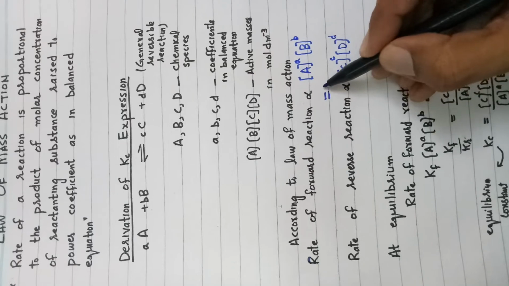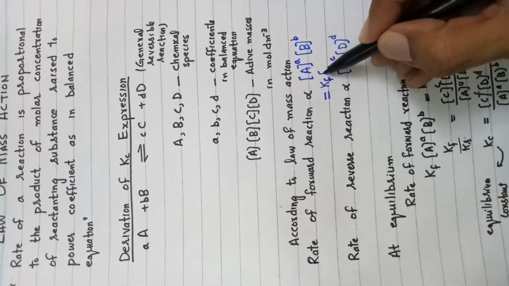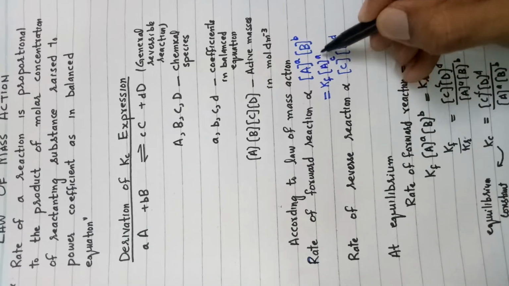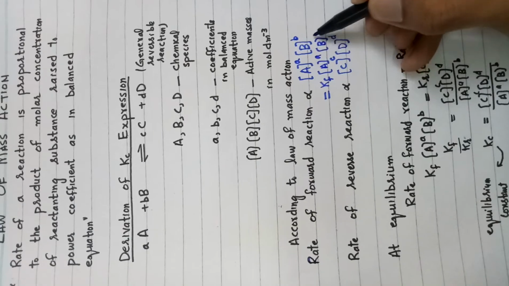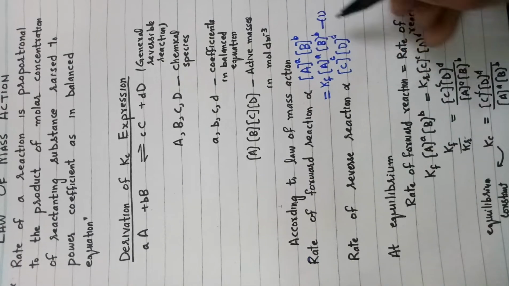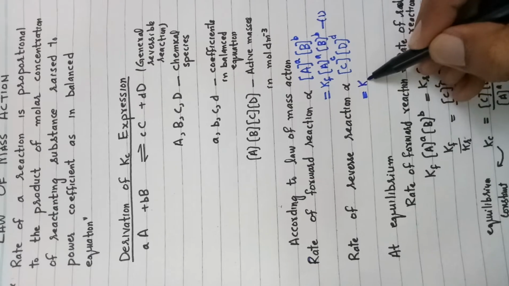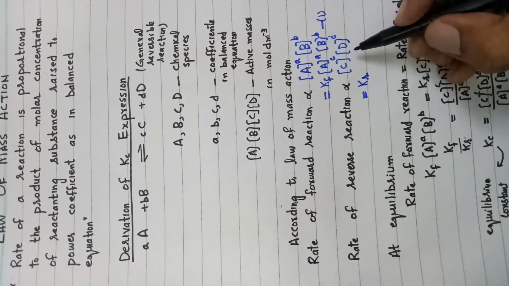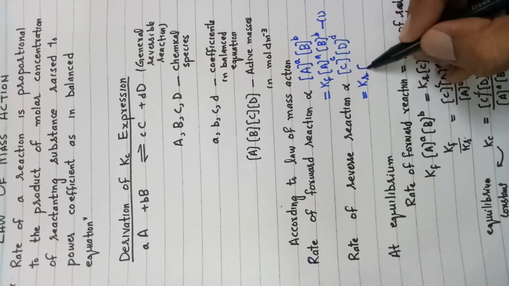If we remove proportionality, we can place a constant for the forward reaction. Kf represents the constant for the forward reaction, equation 1. Similarly, for removal of proportionality, we have placed Kr. Kr is the constant of the reverse reaction.